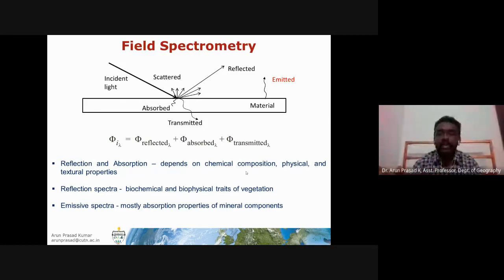What are the regions in which these materials have absorbed? So these are the different traits we can extract from the spectra we have obtained. And of course, the reflection and absorption, as we have seen in the basics of this interaction with the terrain or the atmosphere, depends purely on the chemical composition, physical and textural properties of the earth surface materials or earth surface features we are concerned with.